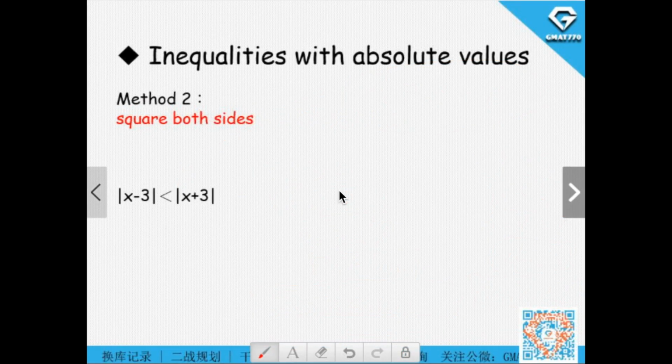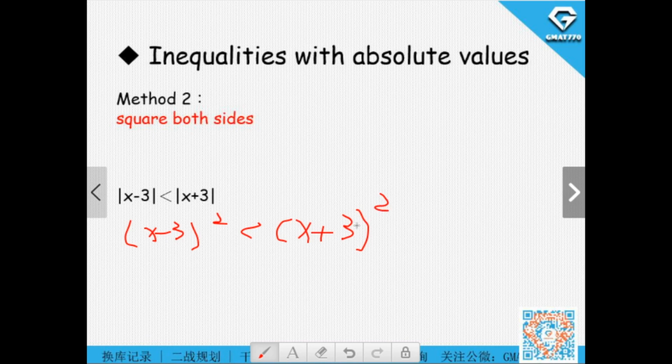The second method to solve these kinds of questions is to square both sides of the inequalities. But please remember that you can only use this method when you have absolute values on both sides. For example, if you have the absolute value of x minus 3 is less than the absolute value of x plus 3, what is the range of the value of x? According to method 2, you can just square both sides of the inequalities. So you will have the square of x minus 3 is less than the square of x plus 3.